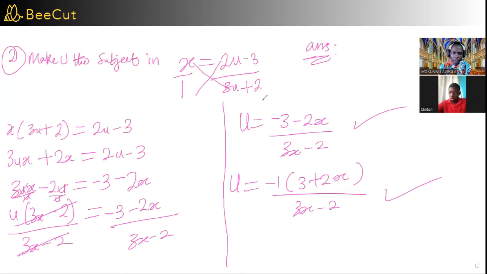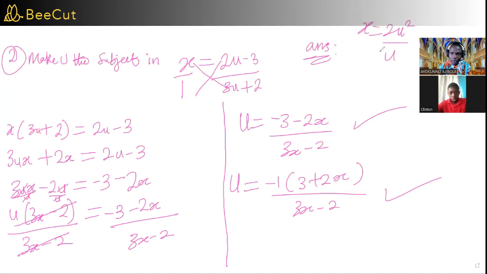Okay. So that when you see such questions, you know that okay, u is above, u is below, and it's a number, it's a number. Let's assume I have something like x equal to 2u squared over u, and I want you to make u the subject of the formula. Are you with me?